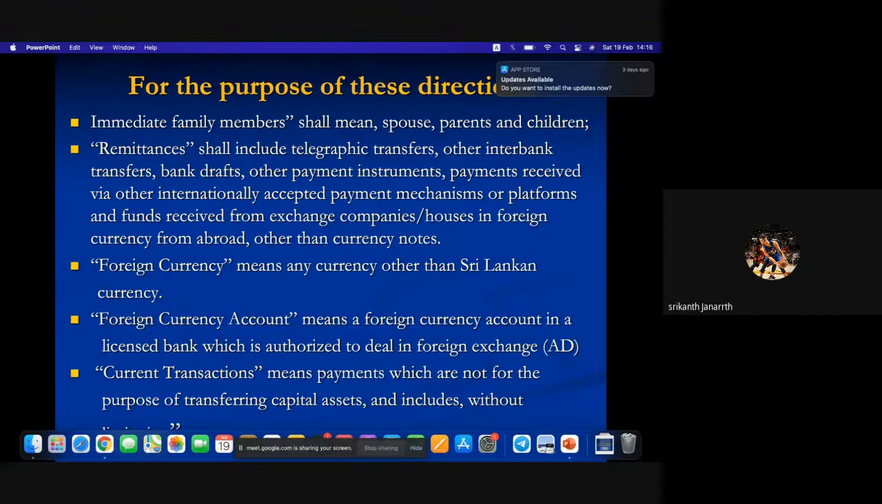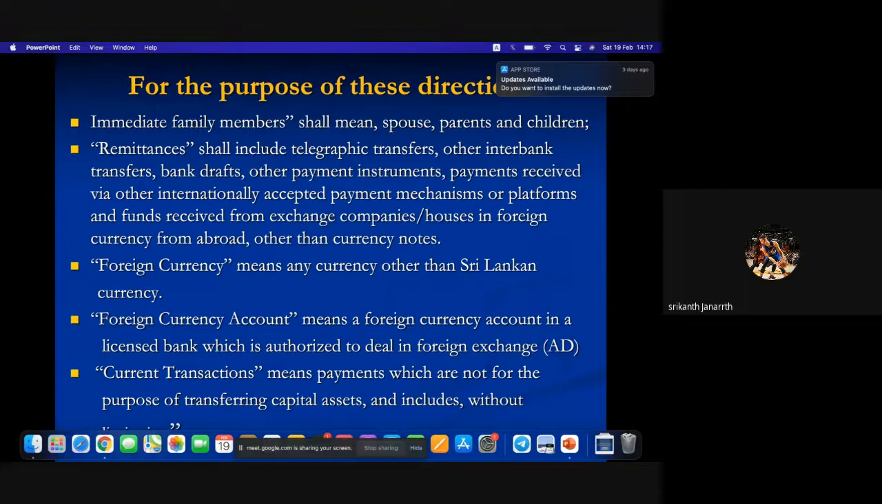So that is every right of payment coming into Sri Lanka, going out of Sri Lanka, considered as remittances. You should understand the meaning of remittances: payments that go through the banking channel or exchange houses. It can be a telegraphic transfer, a bank draft, or any other payment instrument, or coming through exchange houses, right? Or online payments. All that comes as a remittance.